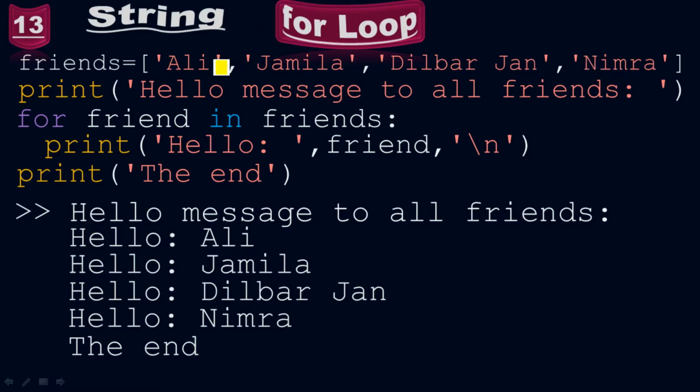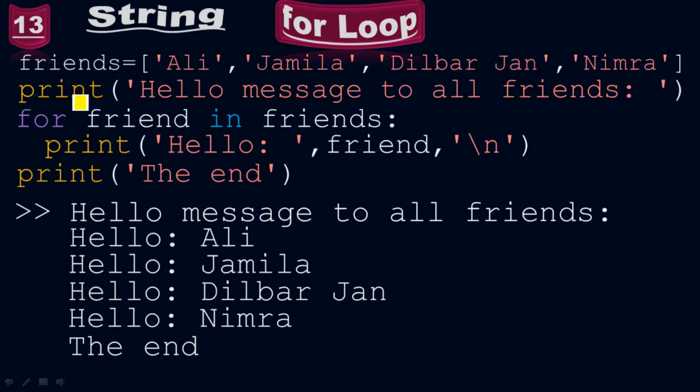So individually they are strings. Ali is a string. It is the collection of the characters inside the quotes. Similarly, Jamila is a string, and Dilbarjan is also a string. Nimra is also a string. So these items are actually strings. It is the collection of the strings, which are the names of the friends in a list.